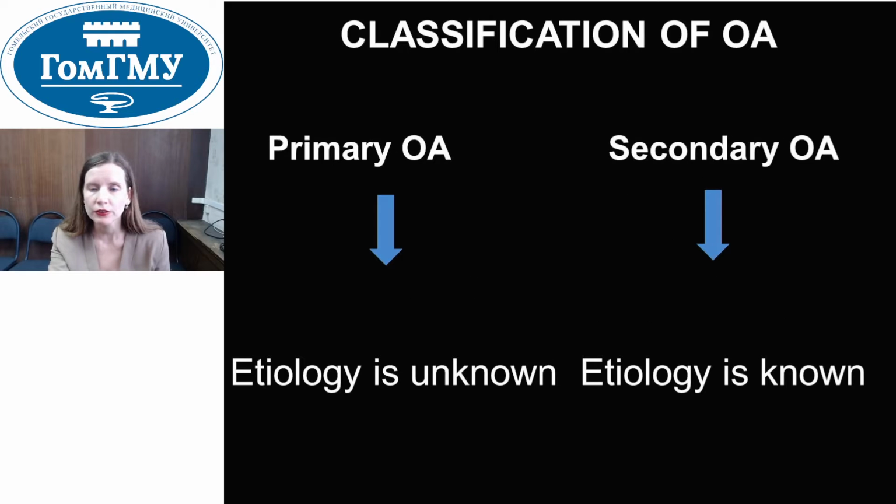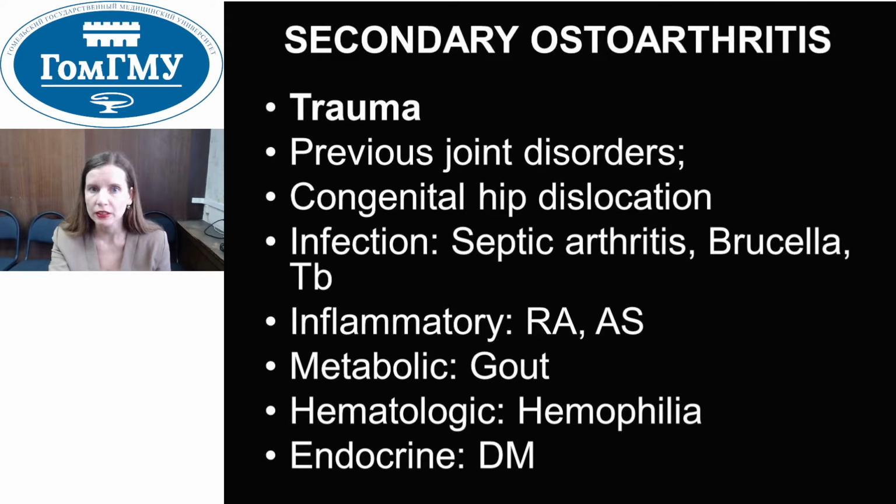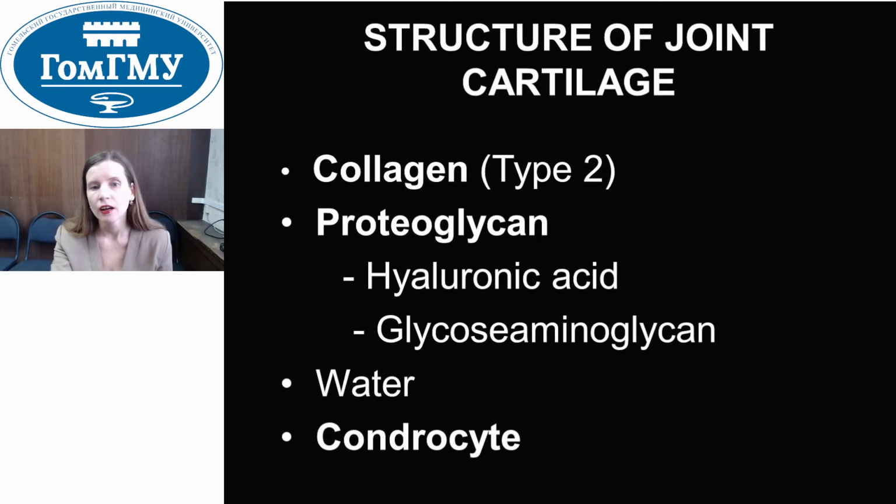And classification of osteoarthritis: primary and secondary. Primary without etiological factor, and in secondary the etiology is known. Once again, about the main risk factors. Risk factors for secondary osteoarthritis include many problems: it may be secondary due to rheumatoid arthritis, spondylitis, gout, hemophilia with hemarthrosis, after septic arthritis, after trauma, and others.